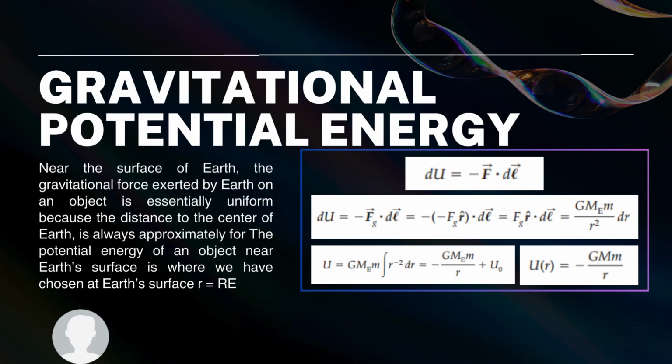Okay, for the next one, let's talk about gravitational potential energy. Near the surface of Earth, the gravitational force exerted by Earth on an object is essentially uniform because the distance to the center of Earth is always approximately R_E. The potential energy of an object near Earth's surface is mgh, where we have chosen zero at Earth's surface, R equals R_E. The gravitational potential energy of a body may be defined as the energy associated with it due to its position in the gravitational field of another body, and it is measured by the amount of work done in bringing a body from infinity to a given point in the gravitational field of the other body.